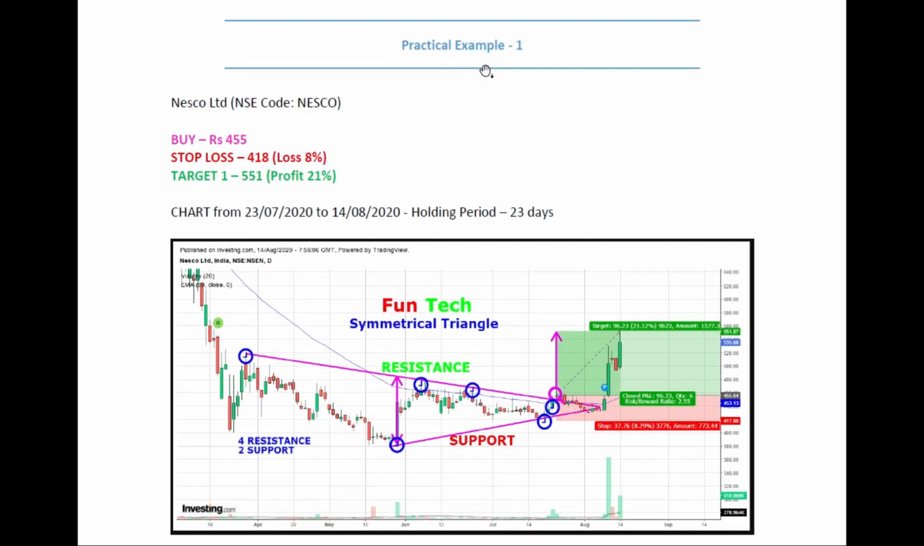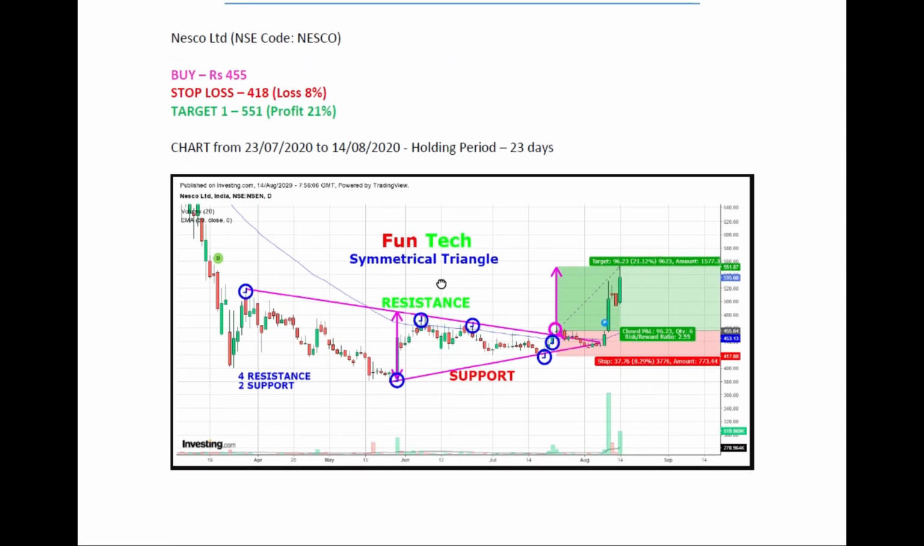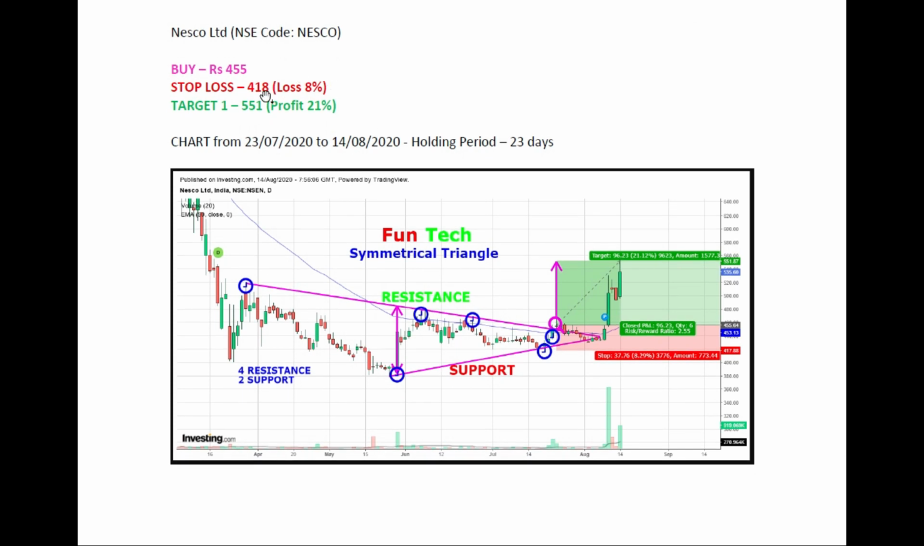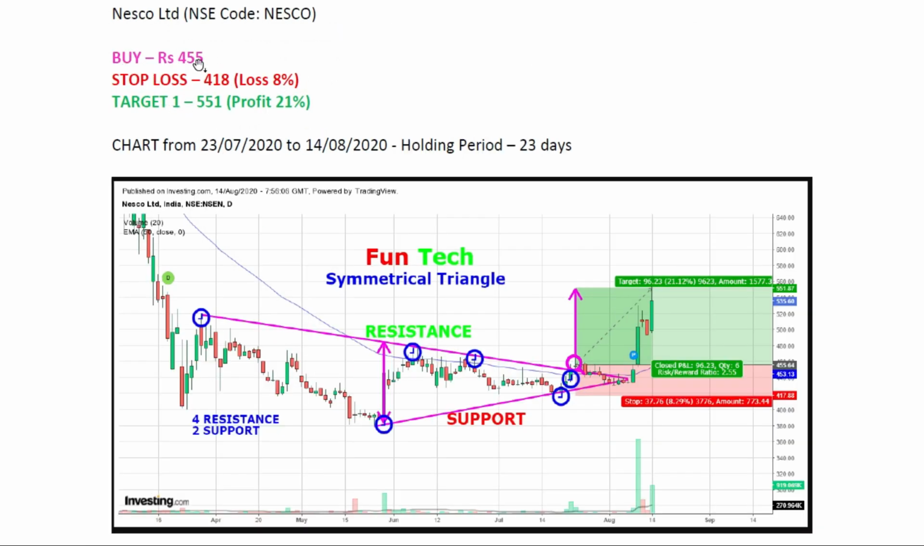This is practical example 1, that is for Nesco. The buy price is 455 and the stop loss is 418, that is a loss of 8%, and target 1 is 551, that is a profit of 21%.